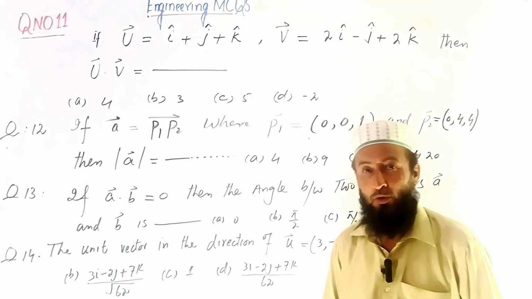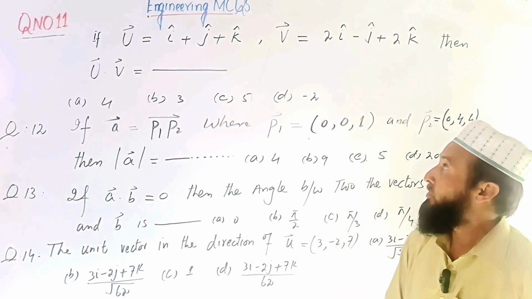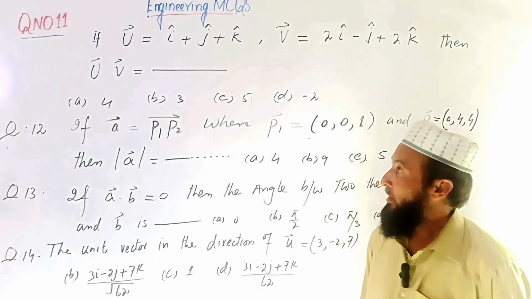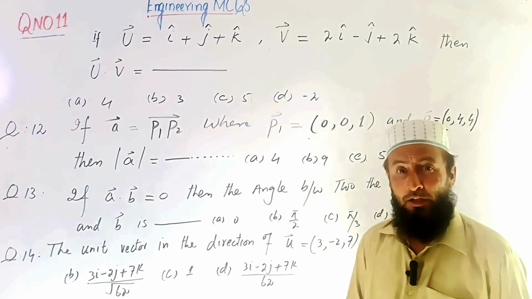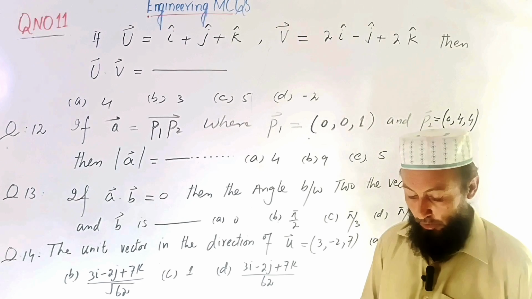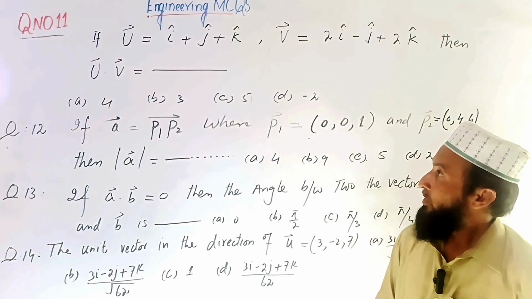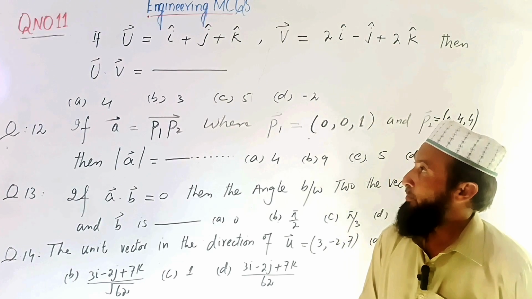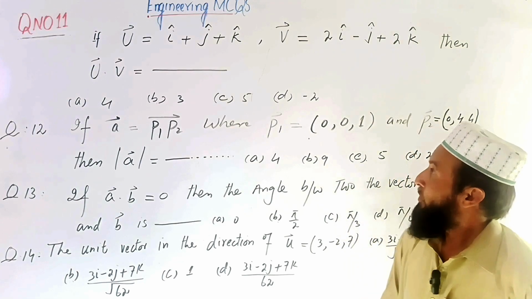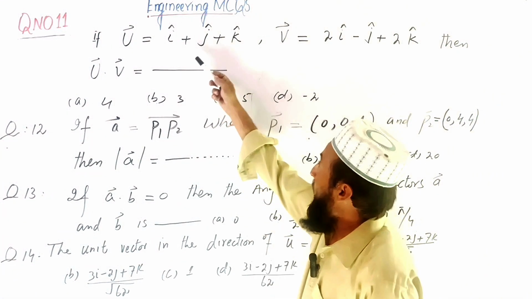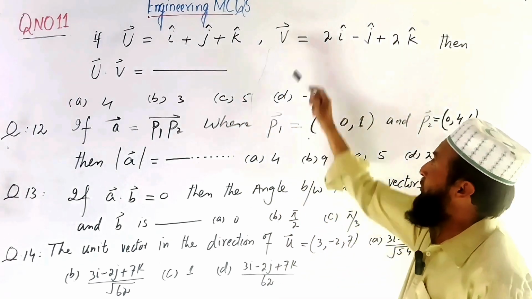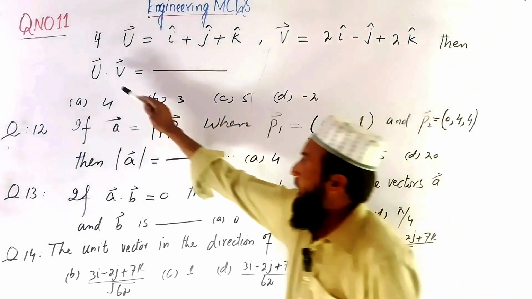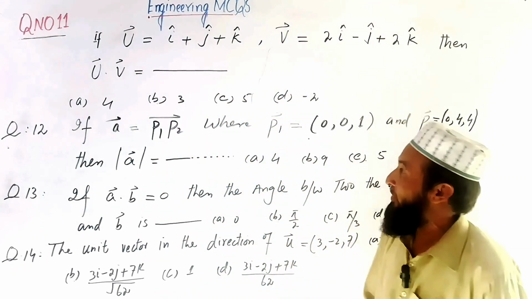Today we are going to learn about the MCQs for the engineering test. Question number 11. We have already done question number 1 and question number 2. Now, these MCQs belong to the chapter on vectors. If u equals i plus j plus k and v equals 2i minus j plus 2k, then u dot v equals what is the result?